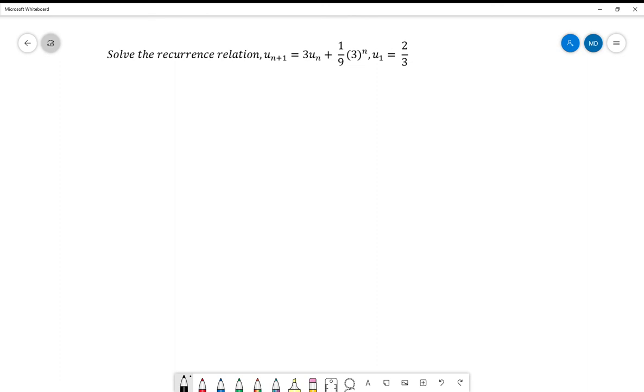Hello, I'm the Manic Mr. Daycock, and today I'm going to be teaching you how to solve recurrence relations where the complementary function and the particular solution have a term in common. So this is an example that we'll work out like this, and let's have a look at it.